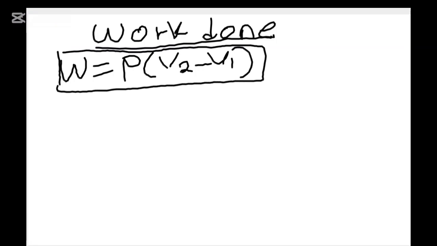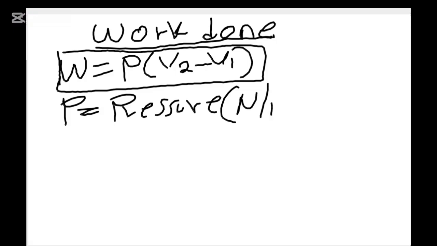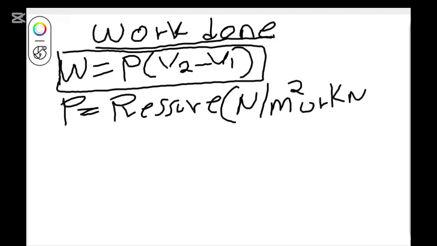You check the question and see you are given the value of the initial volume and the final volume. You have to take note that P is the pressure, and the SI unit of pressure is Newton per meter square, or kilonewton per meter square.